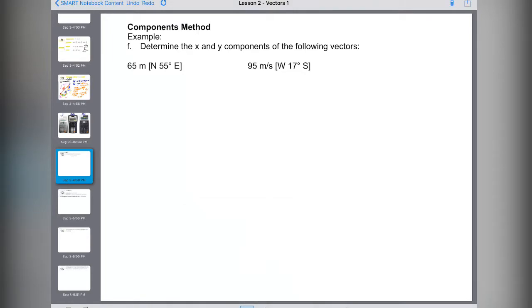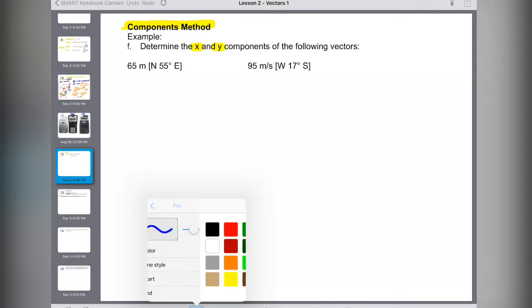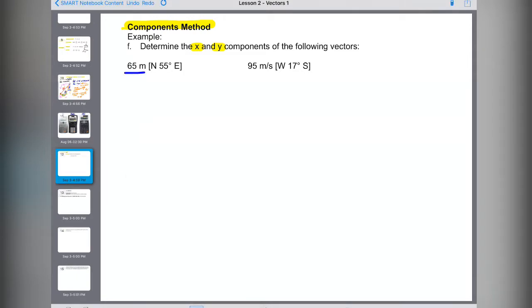Now the next part that we're going to talk about is the component method, another method to figure out the vectors. First thing you need to know is how to find an x and y component of a vector. So example here. We have 65 north, 50 east. Do my little crosshair. From north, it's going to swing towards the east direction for 55.